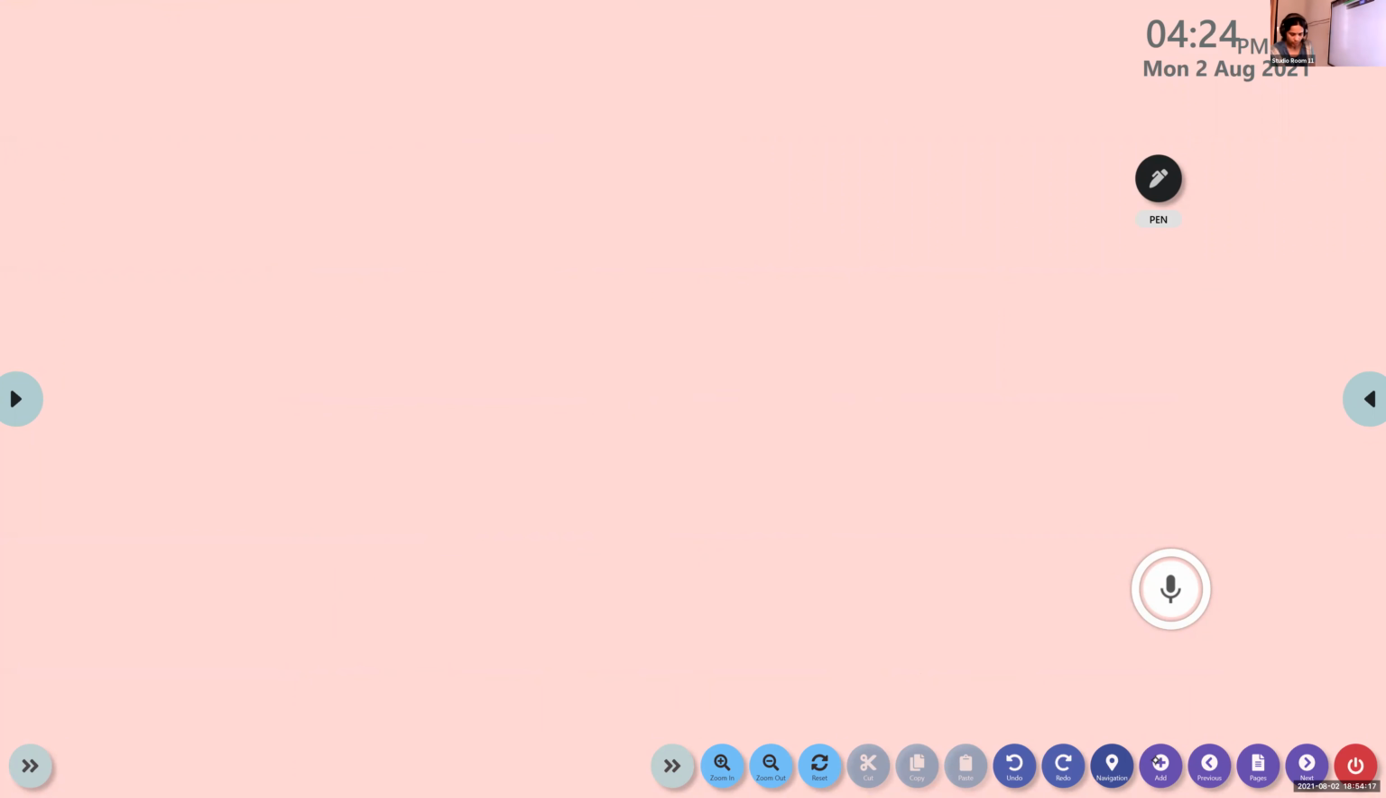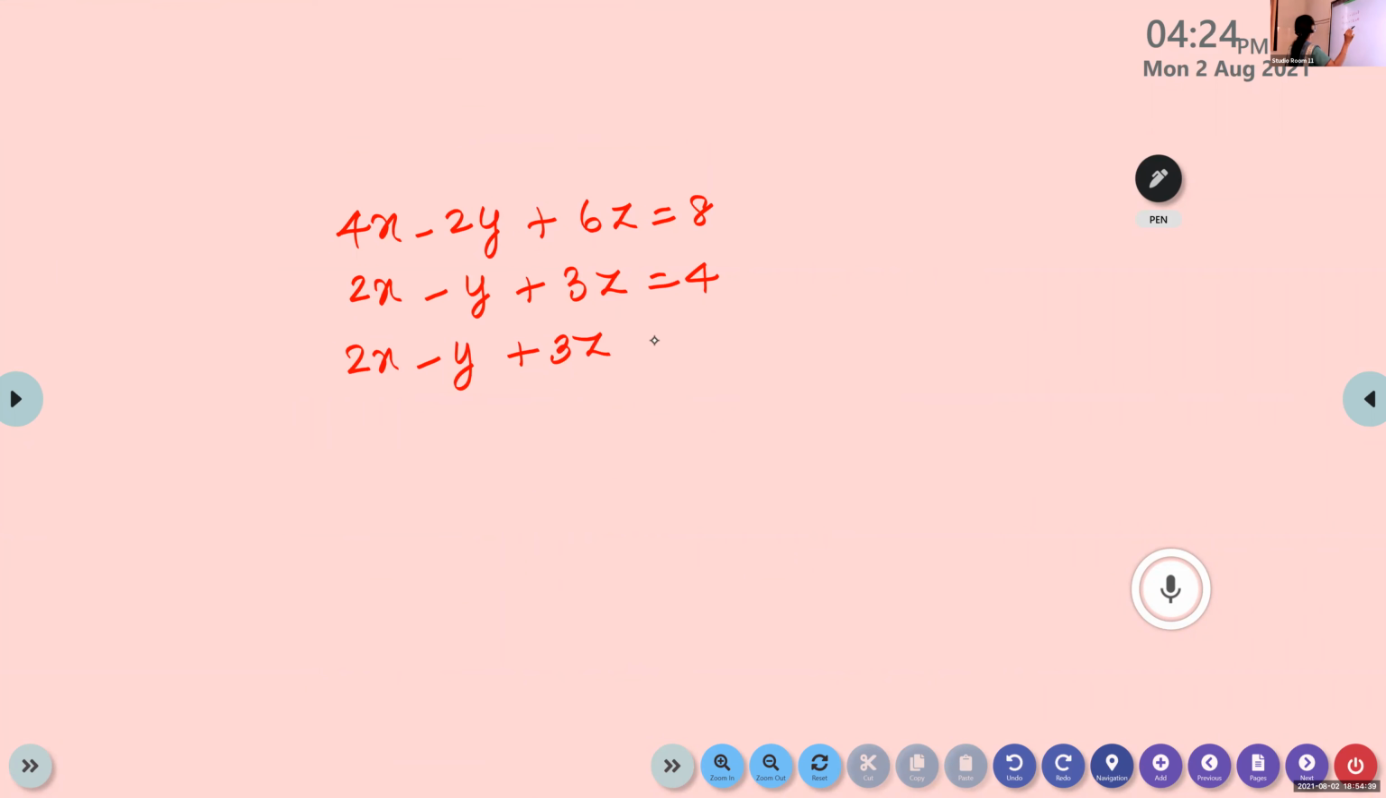What about the question, 10th one, Roman letter 2? 4x minus 2y plus 6z is equal to 8. 2x minus y plus 3z is equal to 4. 2x minus y plus 3z is equal to 13. It's again a non-homogeneous equation, isn't it? So first you define what is D. What is D? 4, minus 2, 6, 2, minus 1, 3, 2, minus 1, 3.